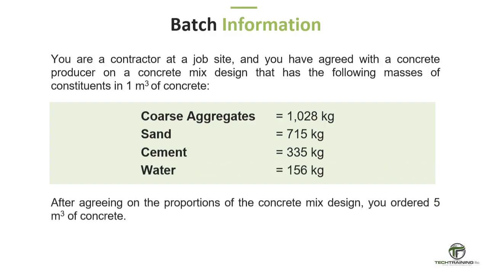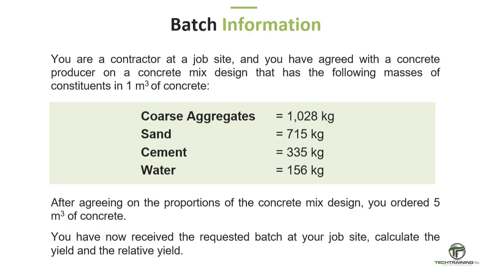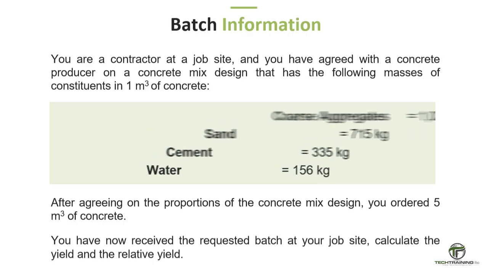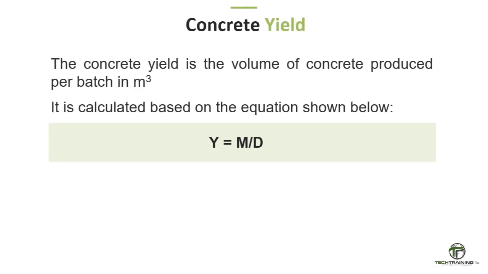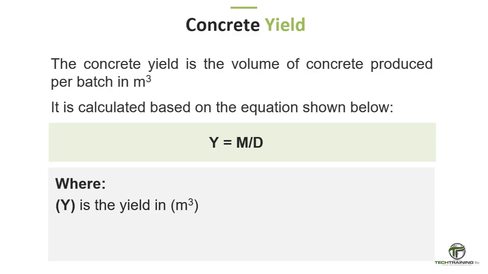After agreeing with the concrete supplier on the concrete design specifications, you have placed an order of 5 cubic meters of concrete. Provided all the given information, you are now requested to calculate the concrete yield and the relative yield. The concrete yield is denoted as Y, and it is the volume of concrete produced per batch in cubic meters. It is calculated based on the equation shown. Y is equal to m divided by d.